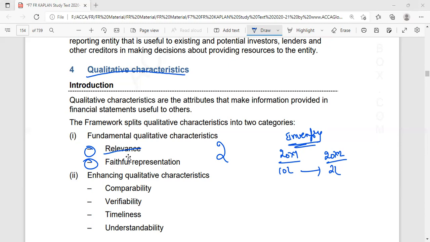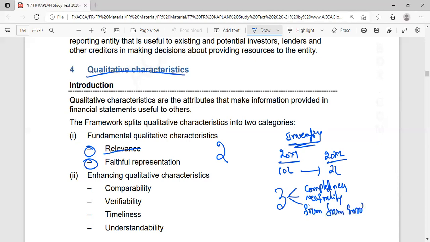To be a perfectly faithful representation, financial information would possess three characteristics. So when we say faithful representation, we have to satisfy three characteristics. The first one is completeness, another one is neutrality, and another one is free from error. If these three characteristics are satisfied, then we say that the information is faithfully represented.